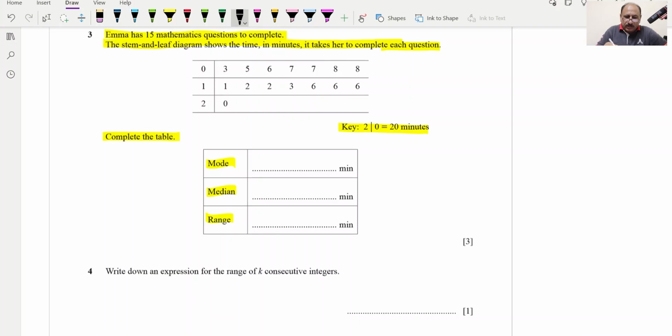Mode is the most occurring, and we can see the most occurring is basically this one, which is combined with this one, so it will be 16. So 16 is the mode, and median is the middle number.